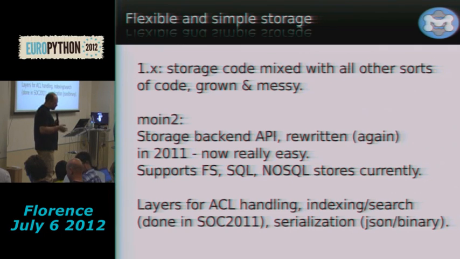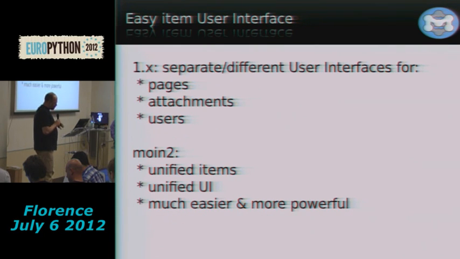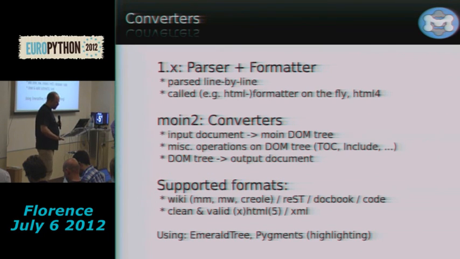Above this storage layer, there are layers for ACL handling, access control lists, for indexing, searching, and this was done in 2011 in Summer of Code, and also for serialization. The user interface is also adapted to this. The old thing had separate user interfaces for pages, attachments, and user management. The new one has only one kind of item, and it only has one kind of user interface to deal with it. So it's simpler and more powerful at the same time.